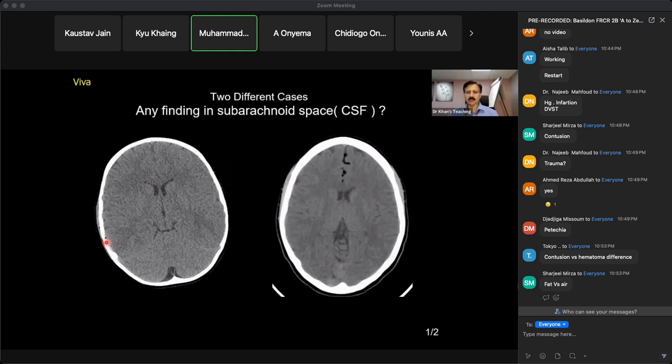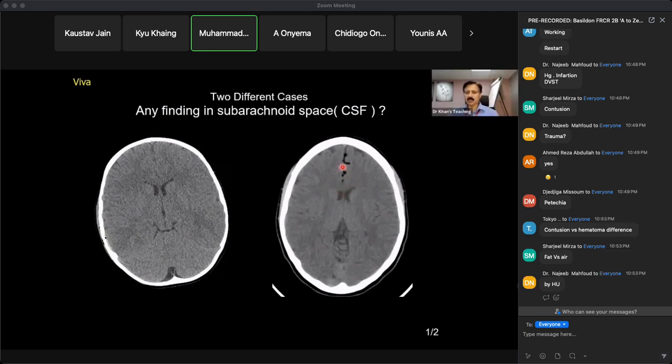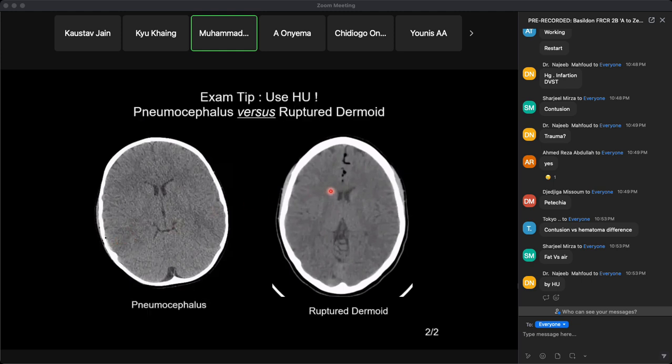How can you confirm this? Okay, what is this hypodensity? It's again most likely air, but fat can have the same kind of appearance. We'll have to go through. Excellent. So this is a ruptured dermoid, by the way, which is an exam case, and this is pneumocephalus. And the key thing is that you have to ask for what? Hounsfield unit. Excellent. So ask for Hounsfield unit, and this will happen in the exam.